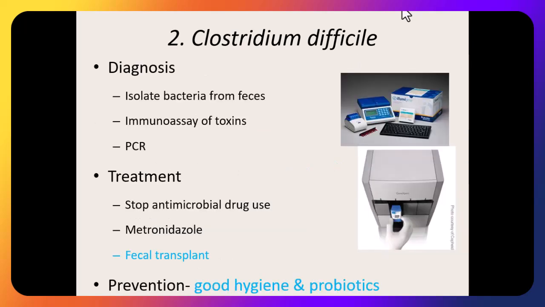Now, diagnosing it, we can isolate it from feces, we can grow it in a lab, I wouldn't want to. We can look for the toxins. So we can do an immunoassay that's like an ELISA. We can identify the actual antigens of the toxins. More common now, because it's faster, is PCR, which is looking directly for the DNA of this bacteria to know that it's present.